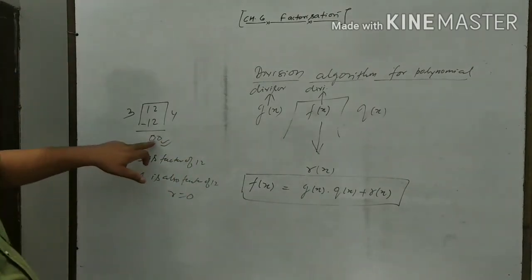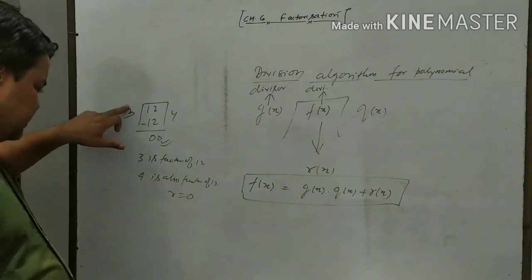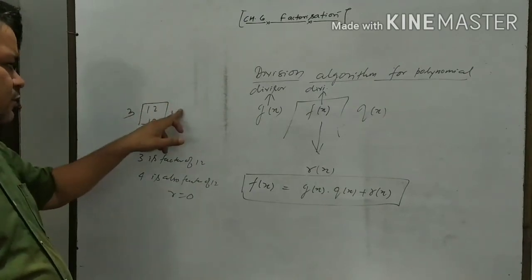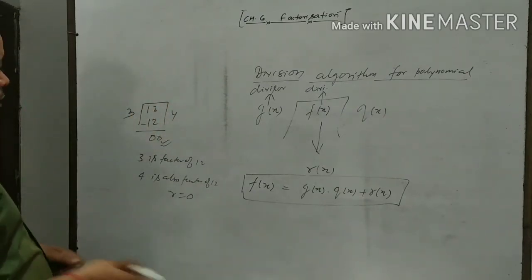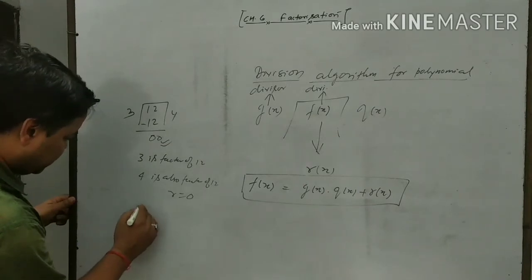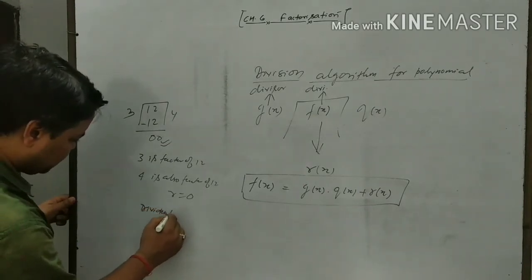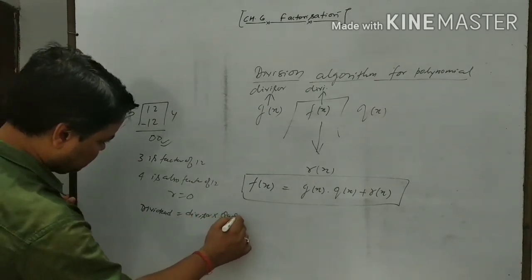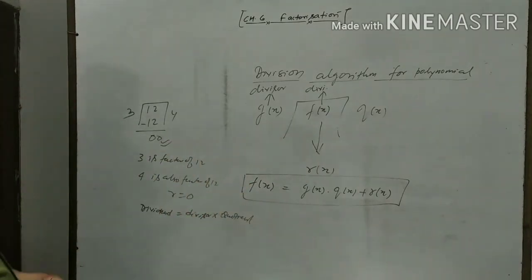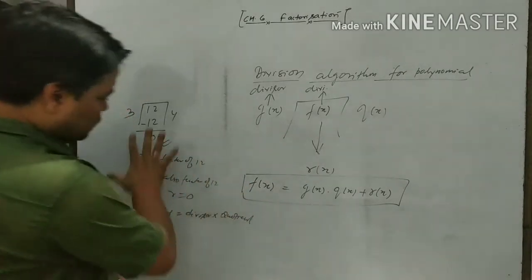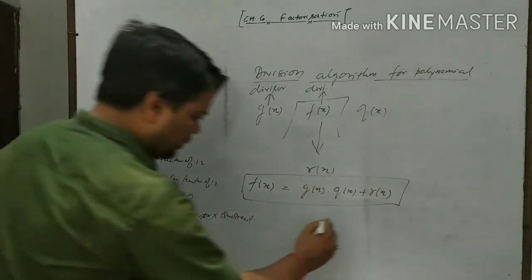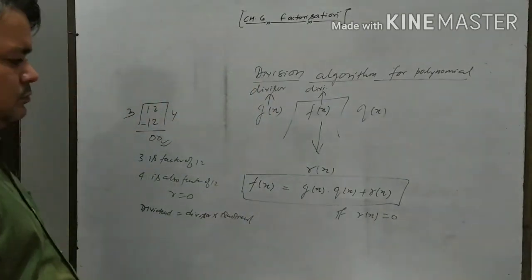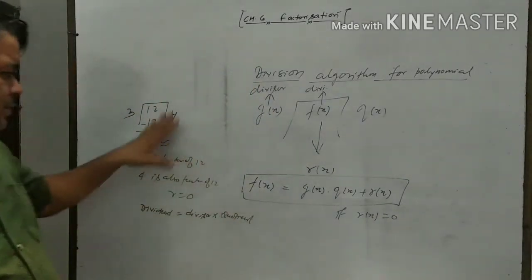It means if the remainder is equal to 0, then the product of divisor and quotient will be equal to the dividend. Here, dividend is equal to divisor into quotient. Similarly, we also use this formula here: if Rx is equal to 0. One thing more, come here.